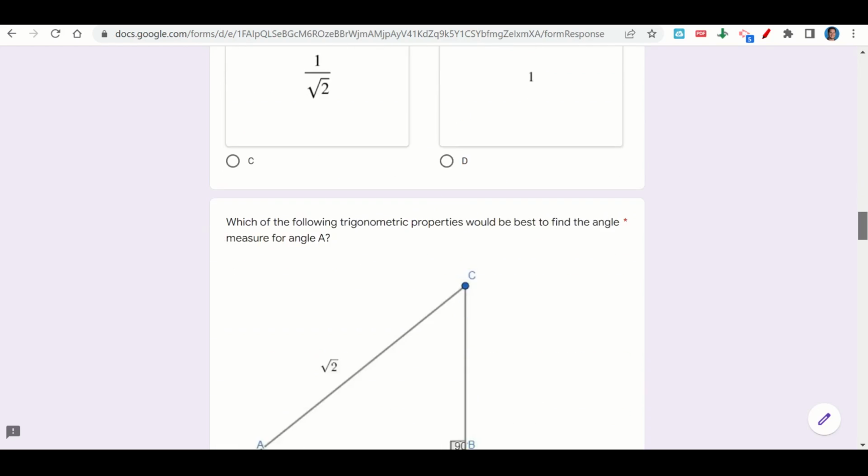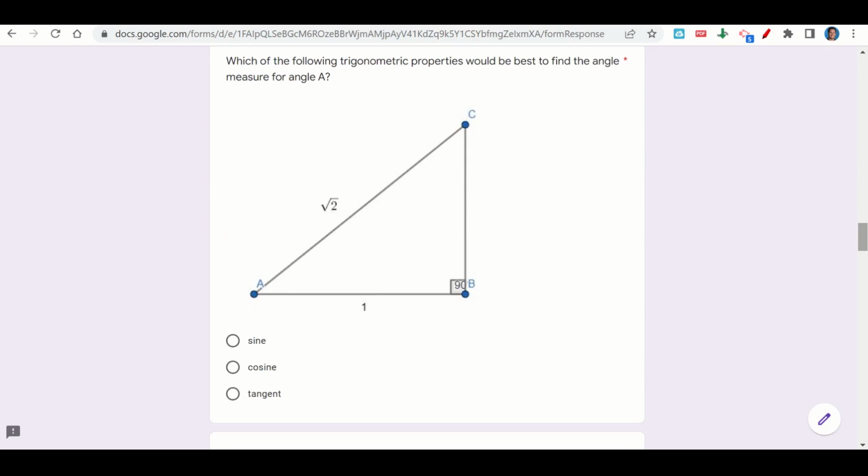Then we'll scroll down. Let's take a look at another one. It says, which of the following trigonometric properties would be best to find the angle measure for angle A? I don't know this side, but I do know this one, and I want angle A. So what I have is the adjacent and the hypotenuse. Which one uses adjacent and hypotenuse? That one is cosine, so we'll go ahead and mark that as our answer.